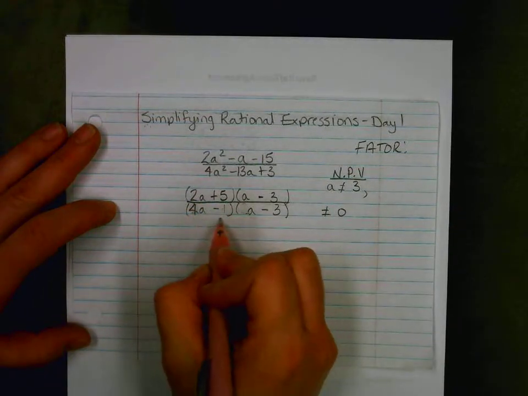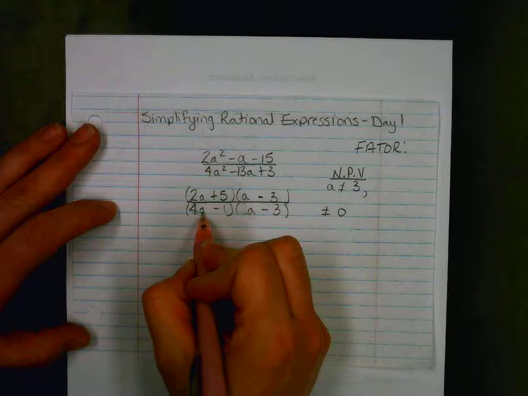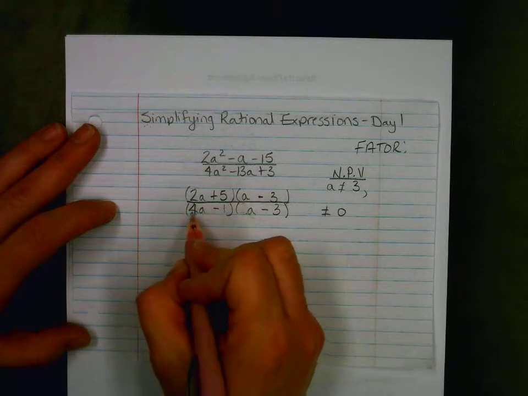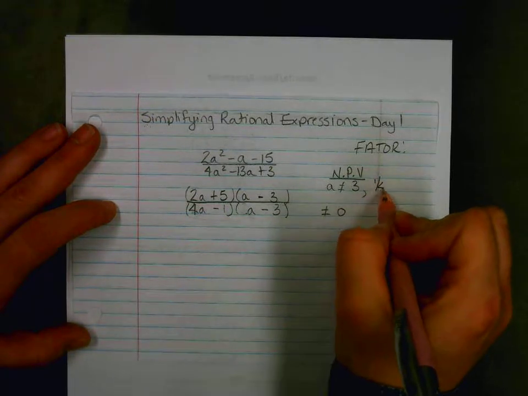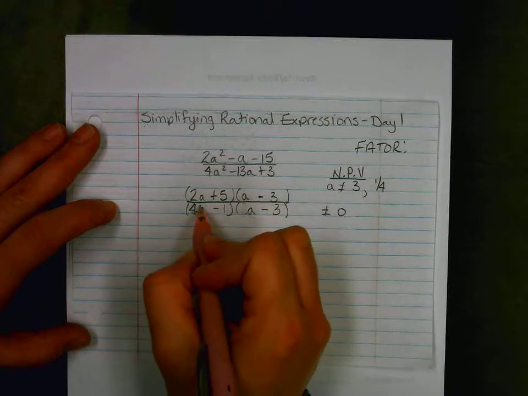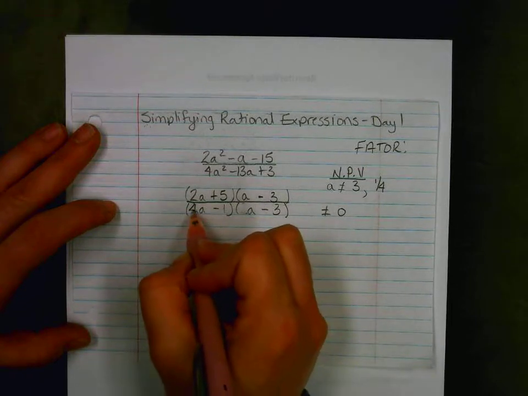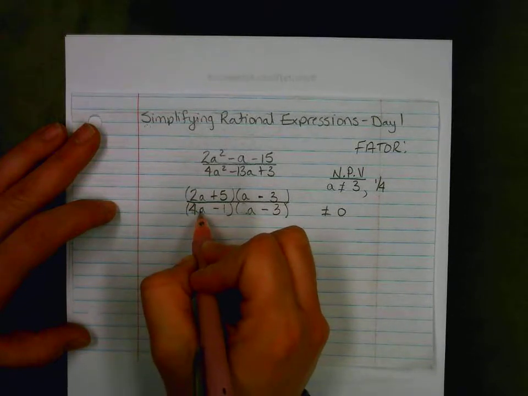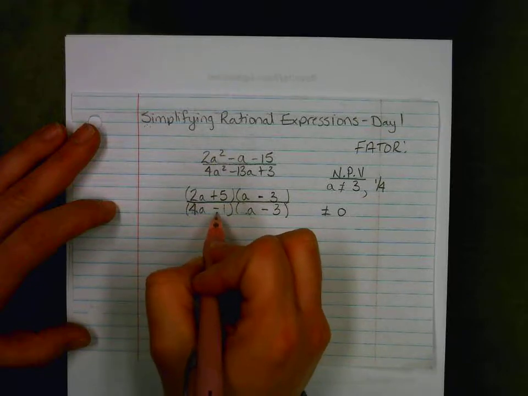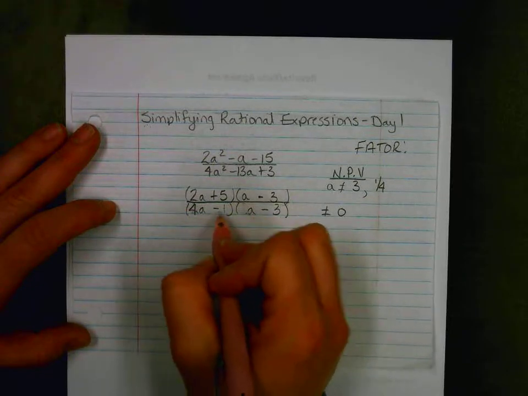Also here, a could not equal positive 1 over 4. Because if we substituted a 1 over 4 in here, 4 times 1/4 would be 1. 1 minus 1 would give me 0, and 0 times anything would be 0.